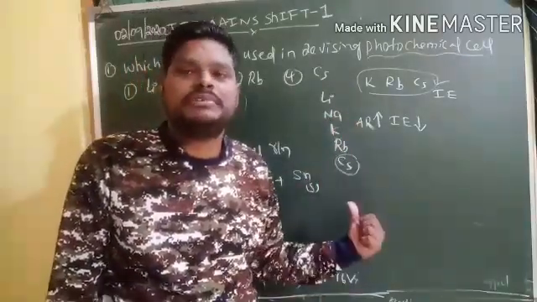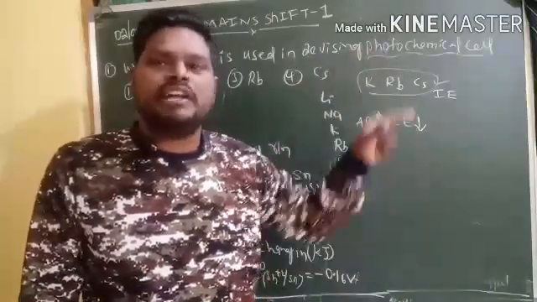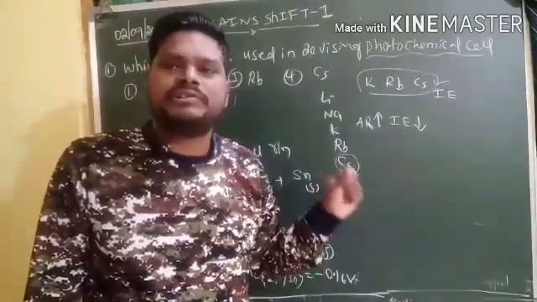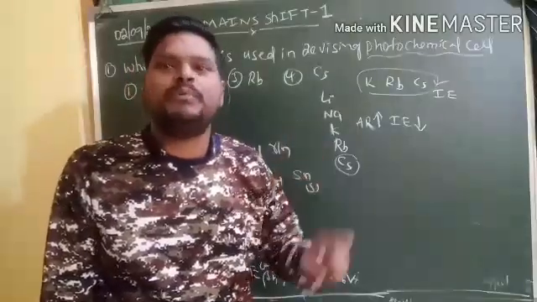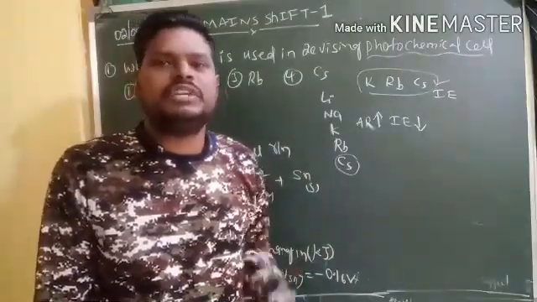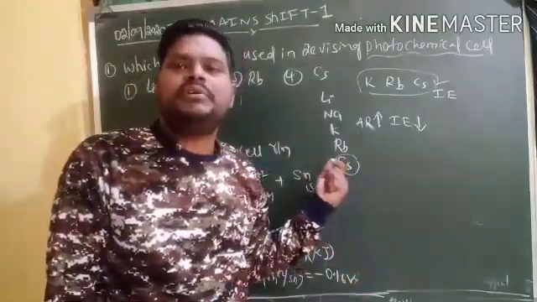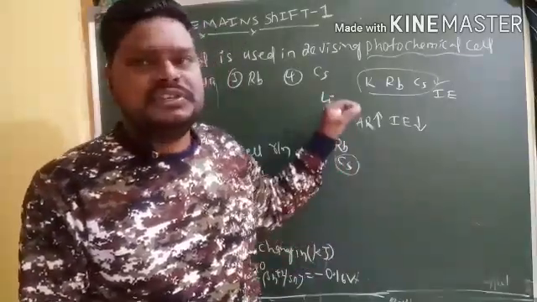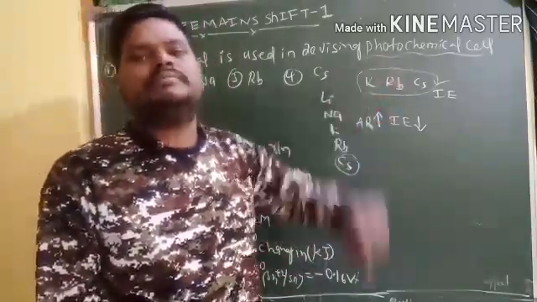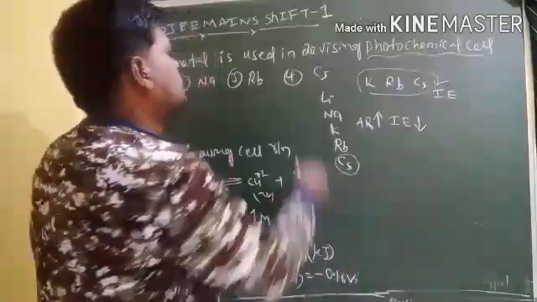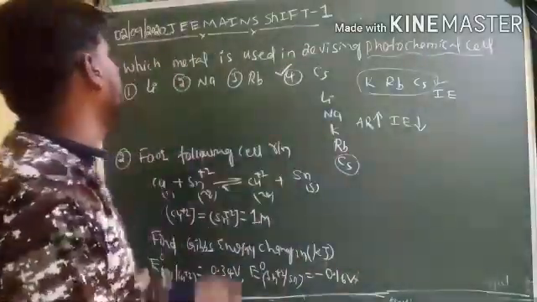You know what? In the total periodic table, cesium is the most electropositive element. So that is also one of the important points here. That's why cesium has the least ionization energy. That's why cesium is used in the photochemical cell. So the fourth option is the correct one for this question.